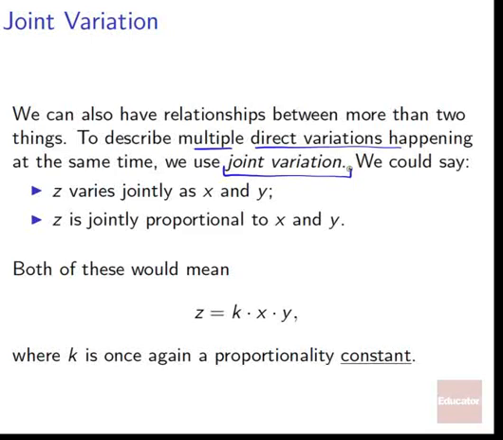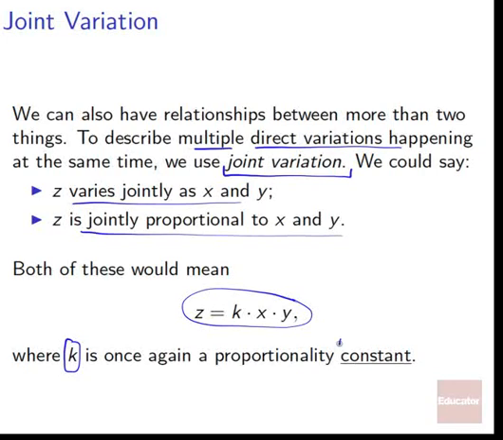Or we could also say z is jointly proportional to x and y. So these are our two ways of saying it, but they're both going to mean the same thing. Z equals k times x times y. And once again, k is a proportionality constant. It is the thing that is linking the rates of change between various stuff.